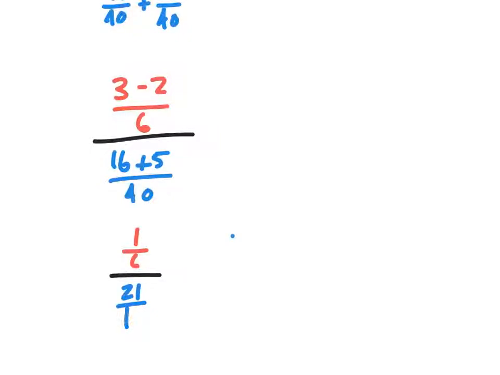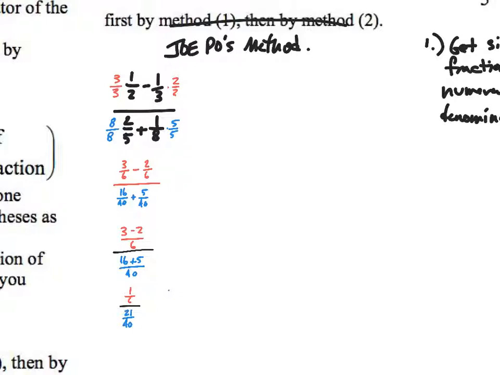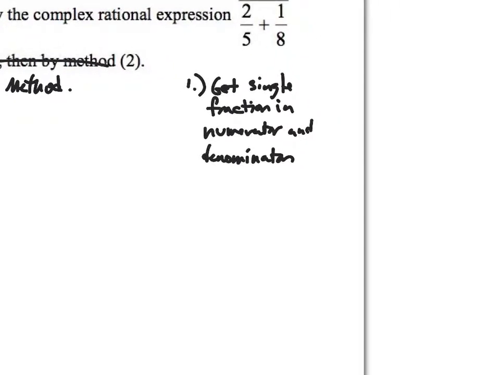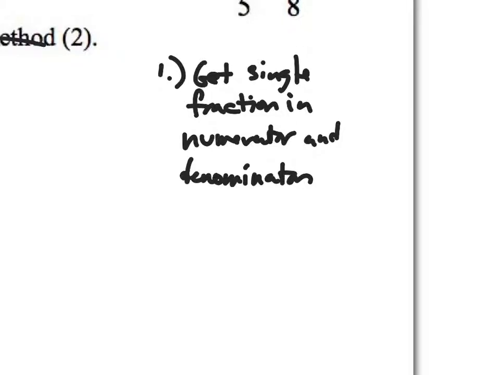Okay. Now, what you notice here, and let's backtrack and see what we did. What I've done is I have taken my numerator and denominator and created one fraction in each. So I've gotten a single fraction in my numerator and denominator. Then what I'm going to do in step 2 is I'm going to divide the fractions, okay?